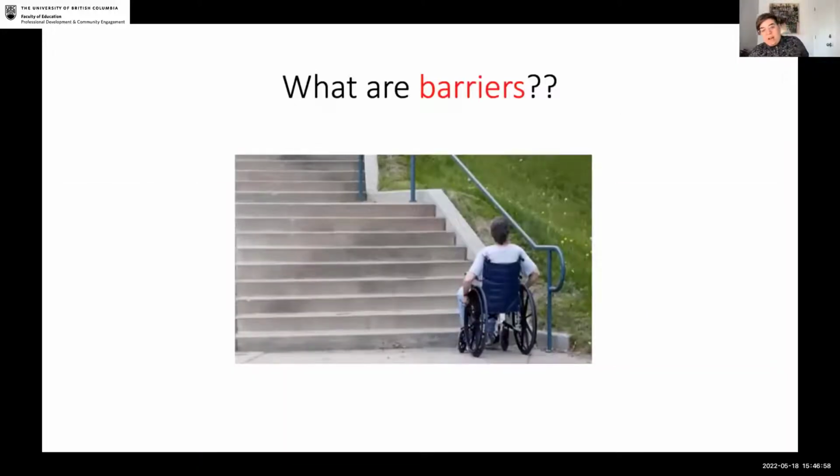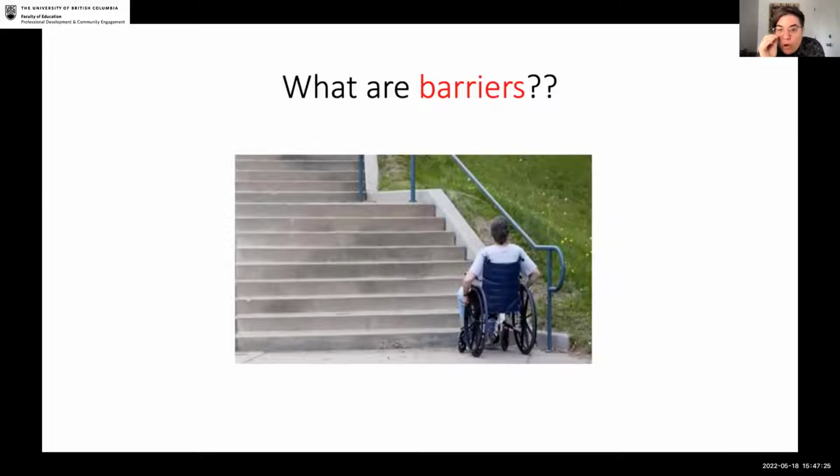So on the screen right now, you see a person who uses a wheelchair and they're trying to get to the top of the hill. Tell me in the chat box, is the problem the stairs or is the problem the person? I can't wait to see what you say. The stairs. I mean, it's obvious. Of course it's the stairs because the person can't do anything about that. That's who they are.